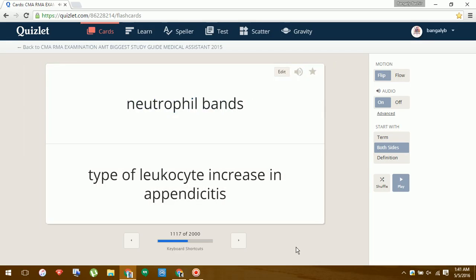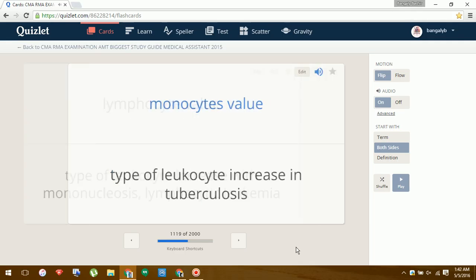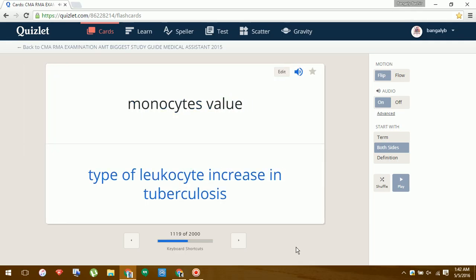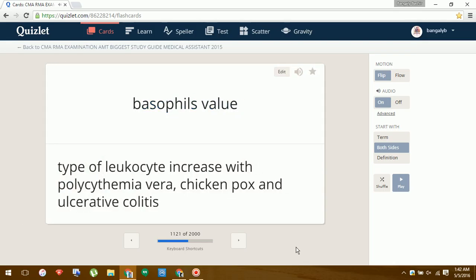Neutrophil bands. Type of leukocyte increase in appendicitis. Lymphocyte value. Type of leukocyte increase with mononucleosis, lymphocytic leukemia. Monocytes value. Type of leukocyte increase in tuberculosis. Eosinophils value. Type of leukocyte increase with allergic reactions, hay fever and parasitic infections. Basophils value. Type of leukocyte increase with polycythemia vera, chickenpox and ulcerative colitis.